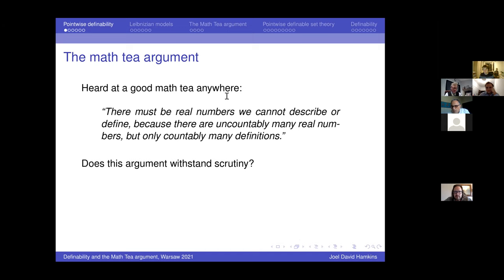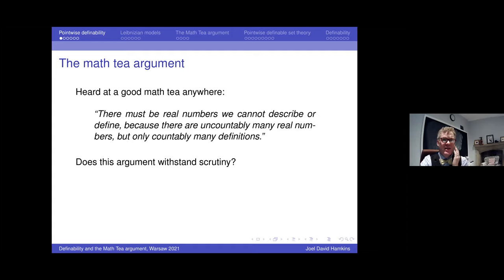Okay, so the question is, does this argument withstand scrutiny? I think I've heard this argument dozens of times in various math contexts, usually given informally, but people are quite serious about it. And so I want to take the argument seriously.